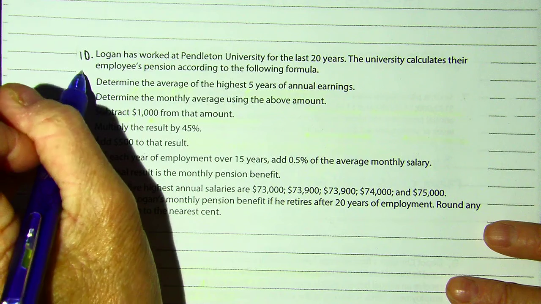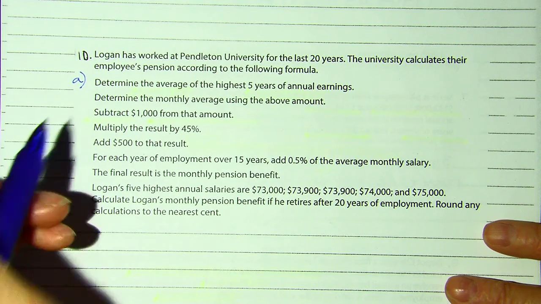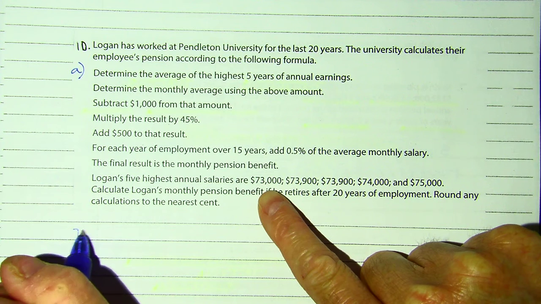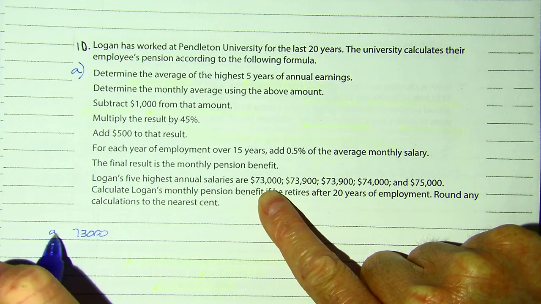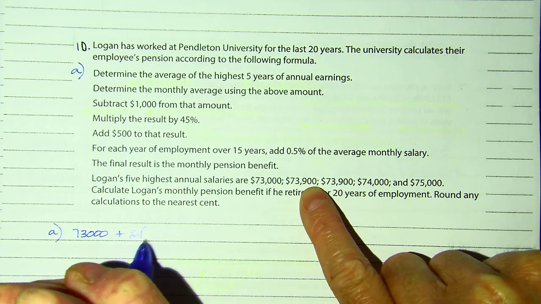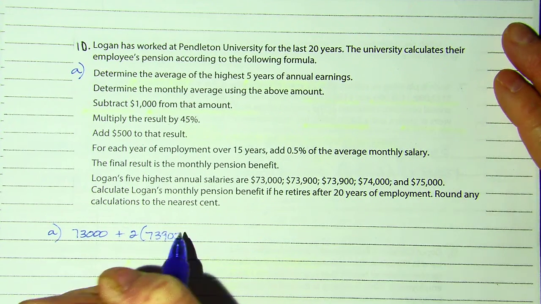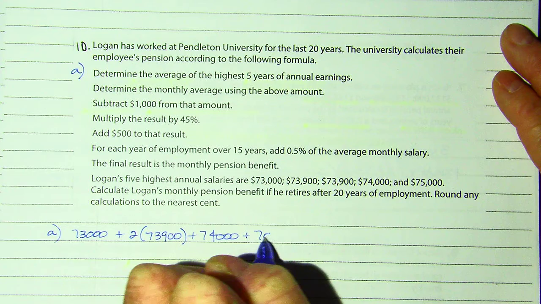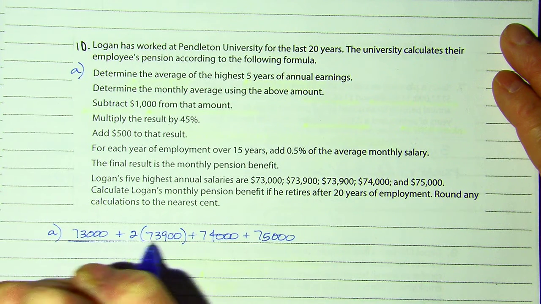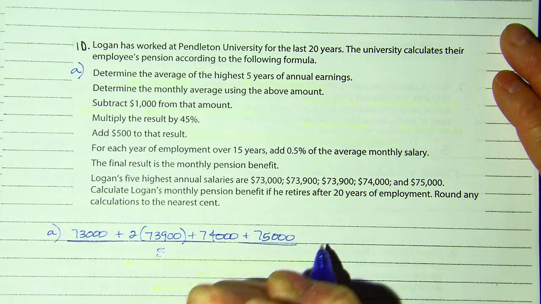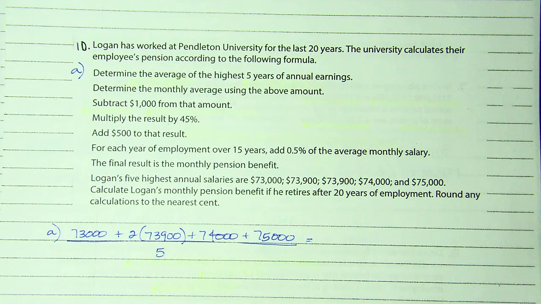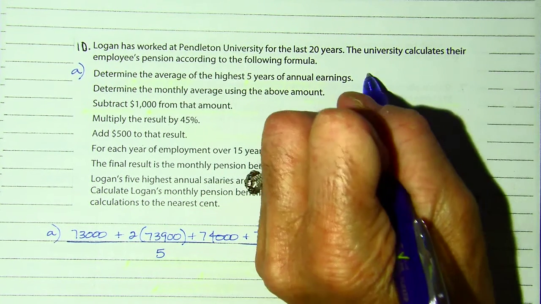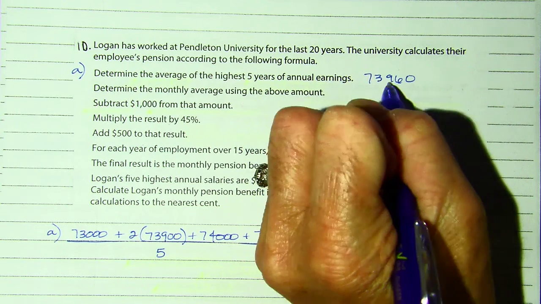So part A, determine the average. So let's determine his average. His salary is here. So $73,000 plus 2 times $73,900 plus $74,000 plus $75,000. And if I divide that by 5, I get $73,960. So $73,960. That is his average.